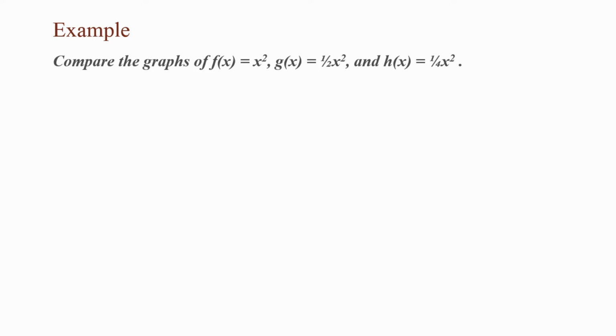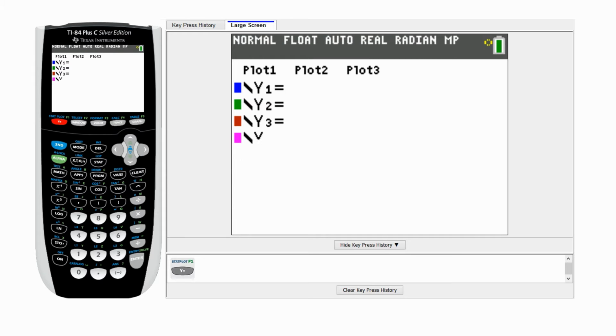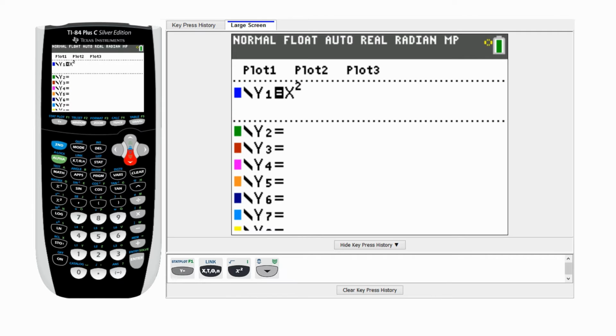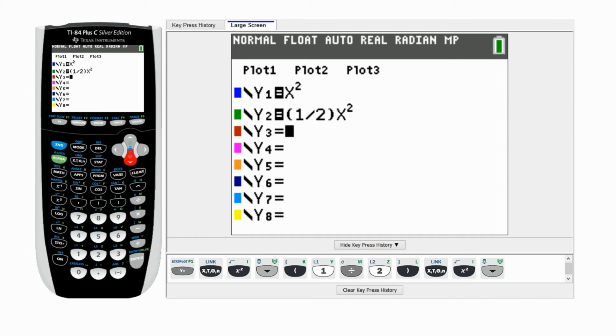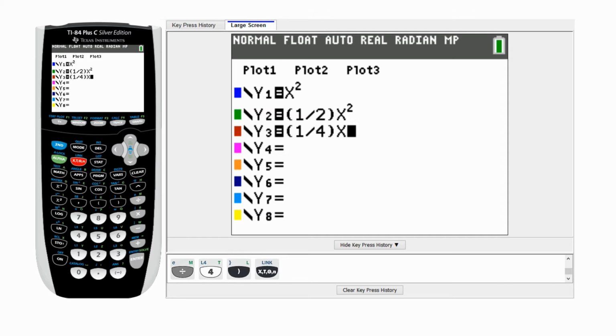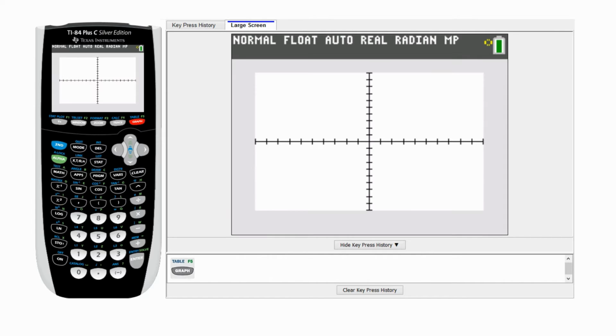In this example, compare the graphs of f(x) = x^2, g(x) = 1/2 x^2, and h(x) = 1/4 x^2. First, we need to look at their graphs. Going to y equals, type in x^2. Then for y2, we want our g(x), which is 1 divided by 2, x^2. Then we want to type in for y3, h(x), which is 1 divided by 4, x^2. And now we're ready to graph.